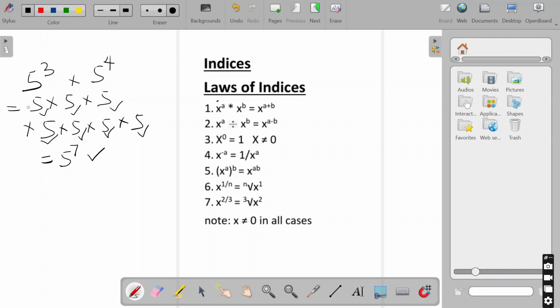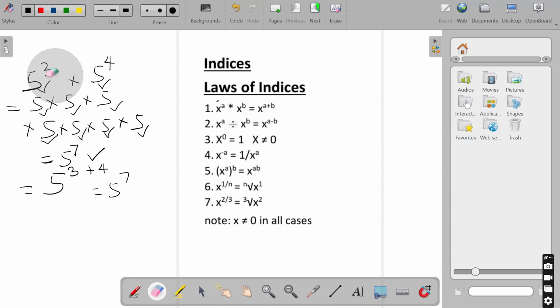So instead of spelling it out like this, all we need to do is to locate the common base. We have a 5 here and another 5 here. That's the common base, 5. Then we simply add the indices because of the multiplication in between. That's 3 plus 4, and that will give us 5 to the power of 7.